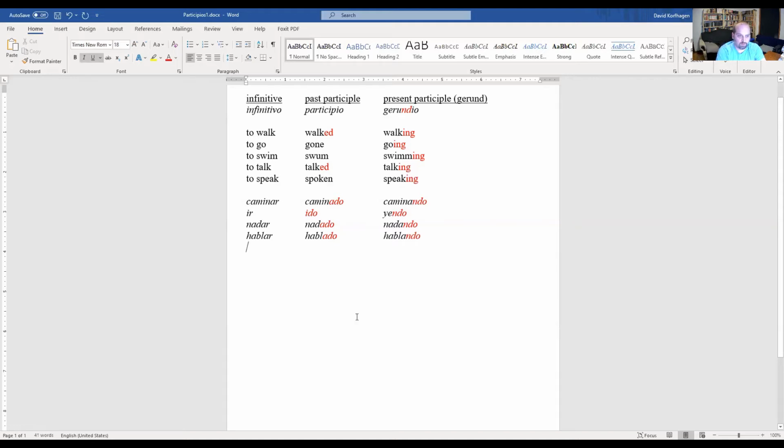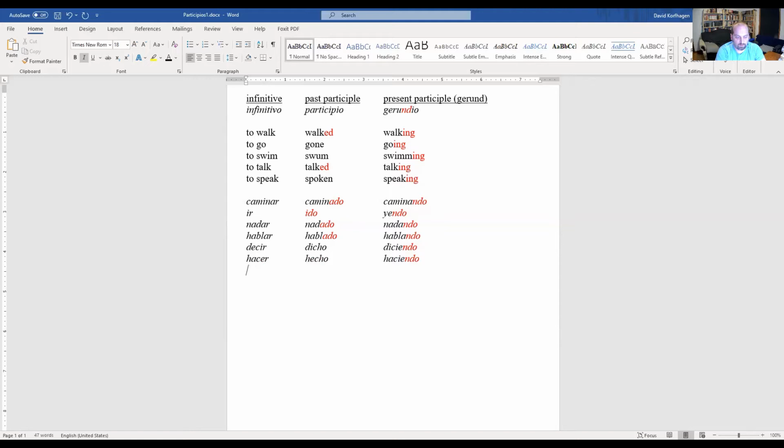Now, some irregular ones in Spanish, so similar to like English, gone, swum, and spoken. Let's take, for example, decir. So in this case, it's not decido, right? It's actually dicho. And then we've got diciendo. Notice the present participle is still regular, right? Hacer, hecho, haciendo, right?